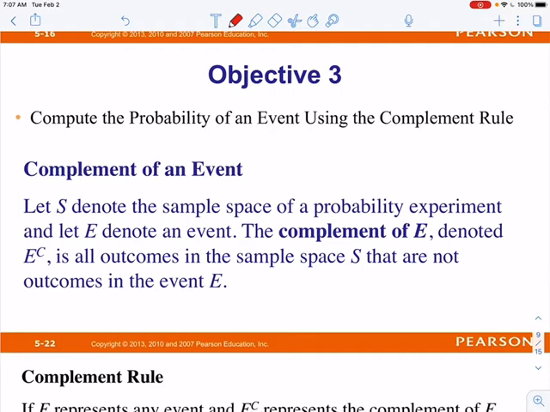Okay, so for objective 3, we're going to compute the probability of an event using something called the complement rule. So the complement of an event. Let S denote the sample space of a probability experiment and let E denote the event. The complement of E is denoted E to the C power. This is all the outcomes in the sample space S that are not outcomes in event E.